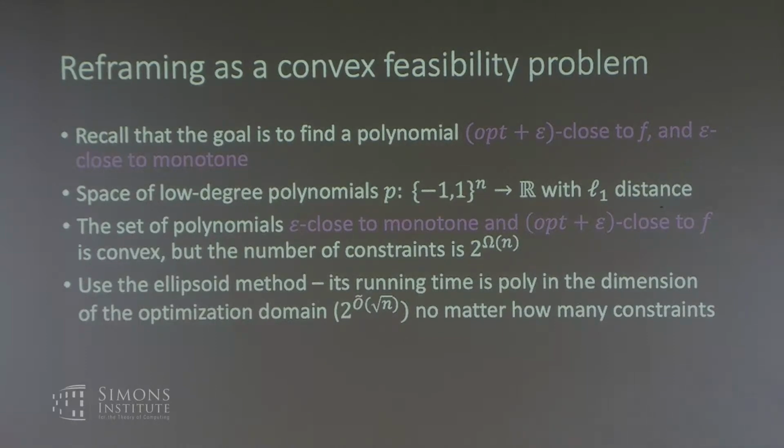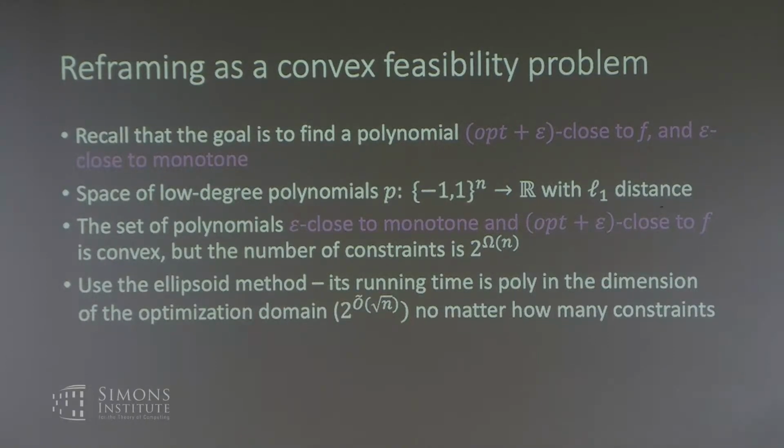However, the number of constraints that define this set is exponential, 2 to the n. So what we want to do is use an optimization method that doesn't depend on the number of constraints and instead only depends on the dimension of the optimization domain. So we're going to use the ellipsoid method because its running time is polynomial in the dimension of the domain, which is 2 to the square root n.